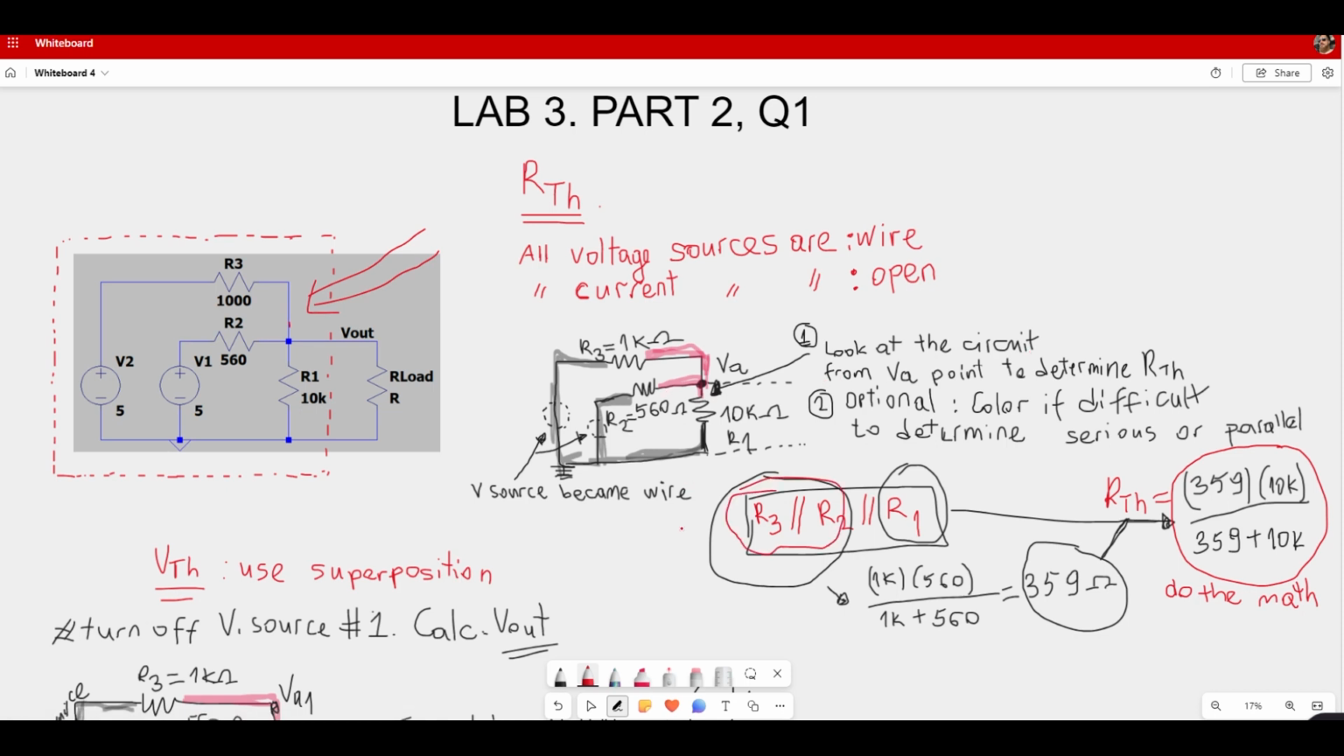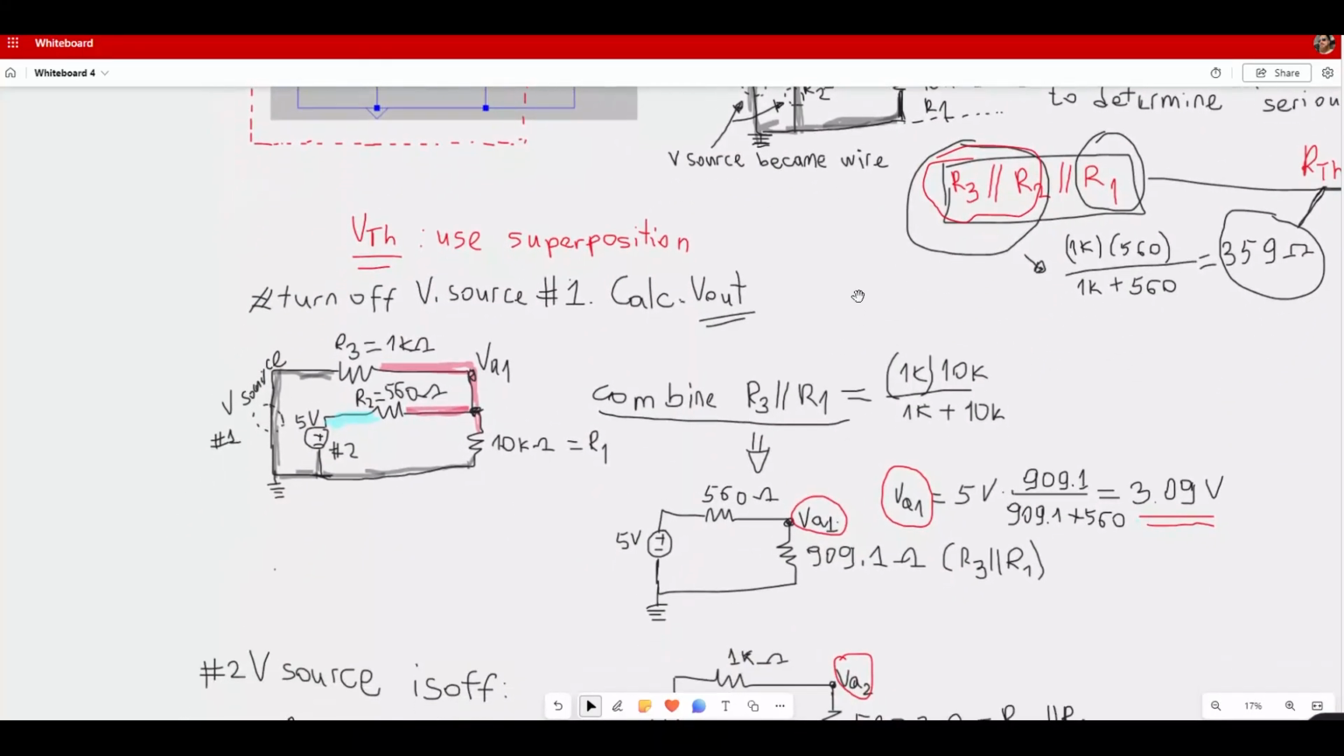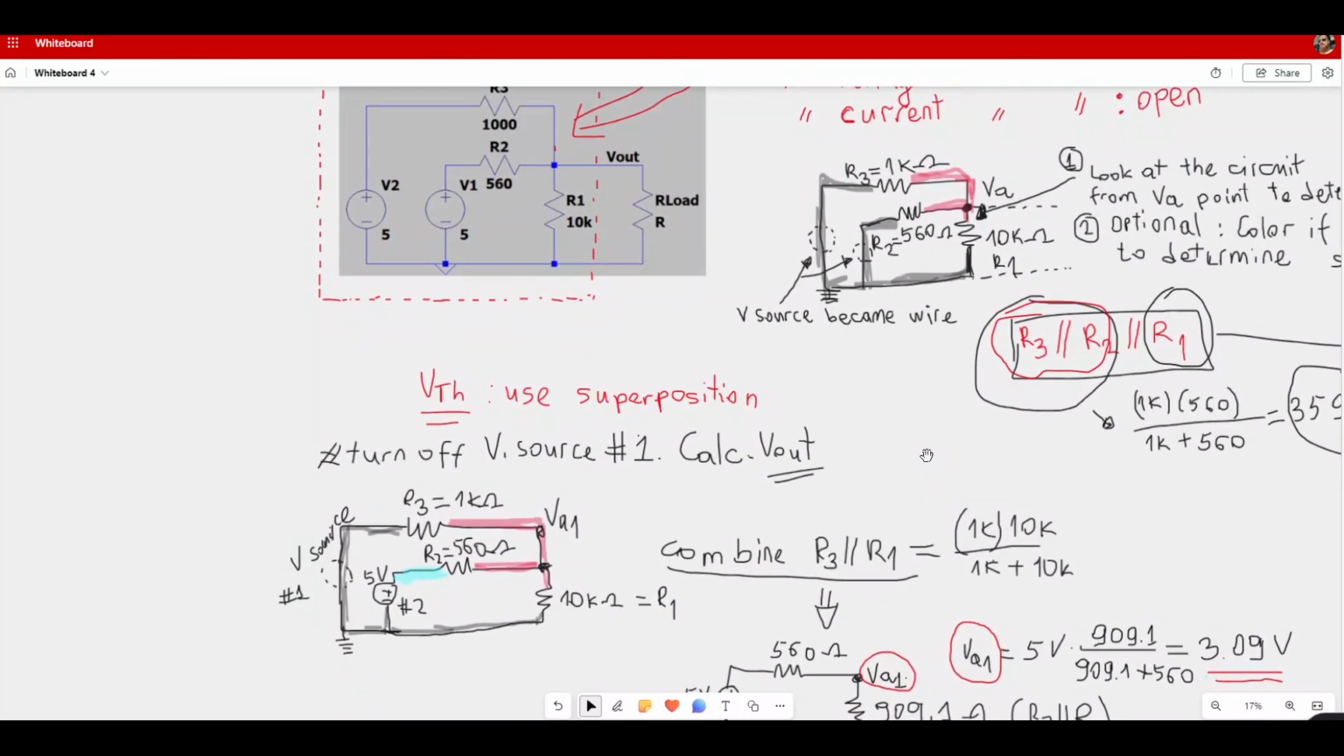So in the next step, we find R Thevenin with the calculation of R3, R2, and R1 in parallel. In this case, we basically find the equivalent resistor. R3 and R2 in parallel will make 359 ohms. Calculating this value in parallel with R1 gives you the final value of R Thevenin. In the next step, let's look at finding V Thevenin.